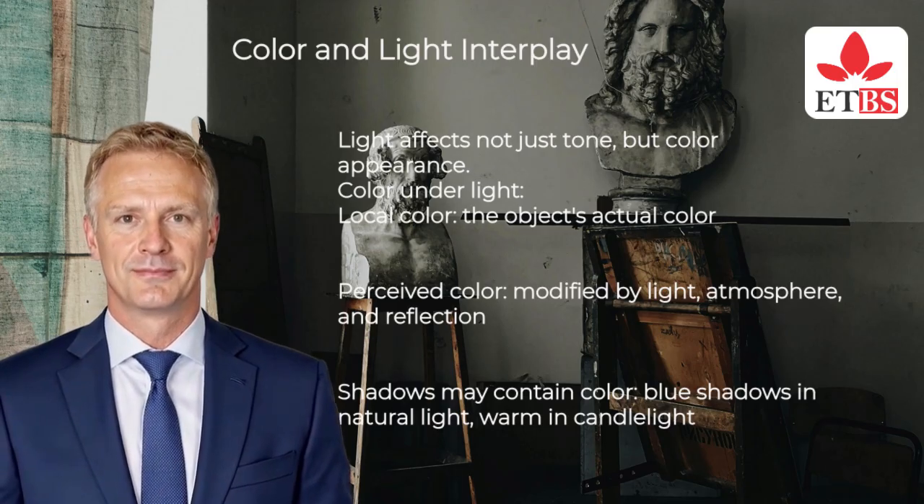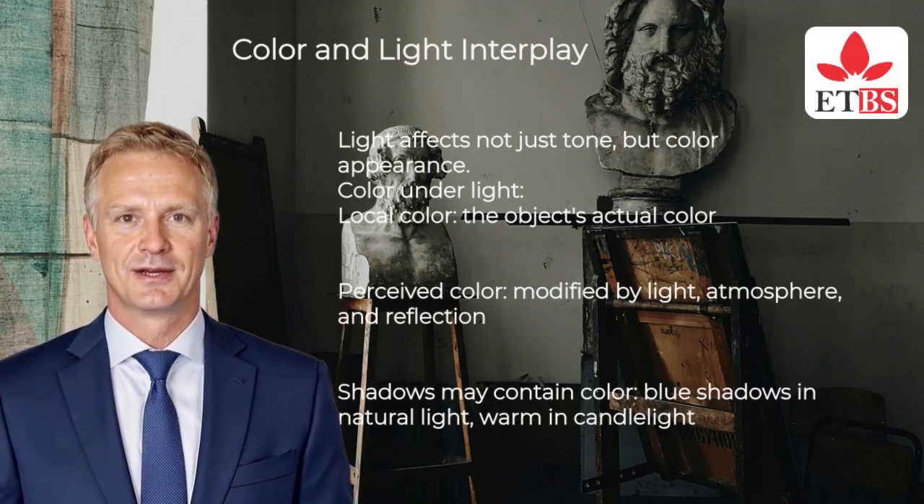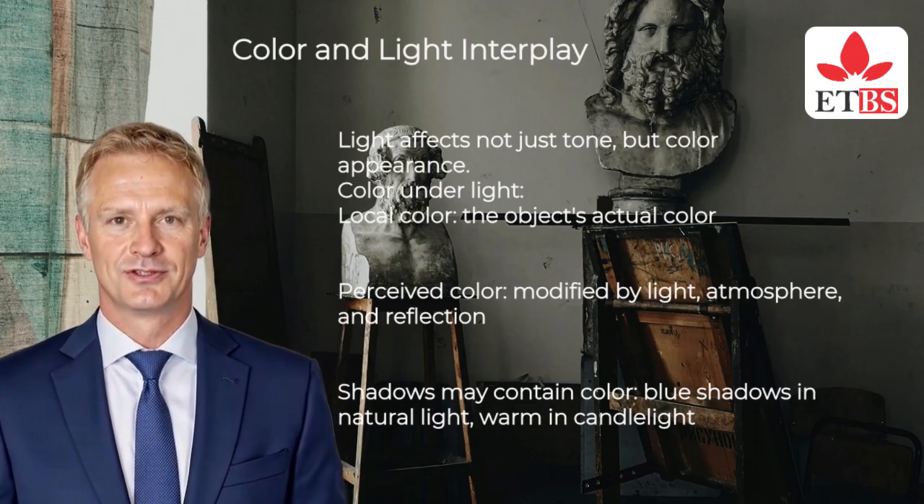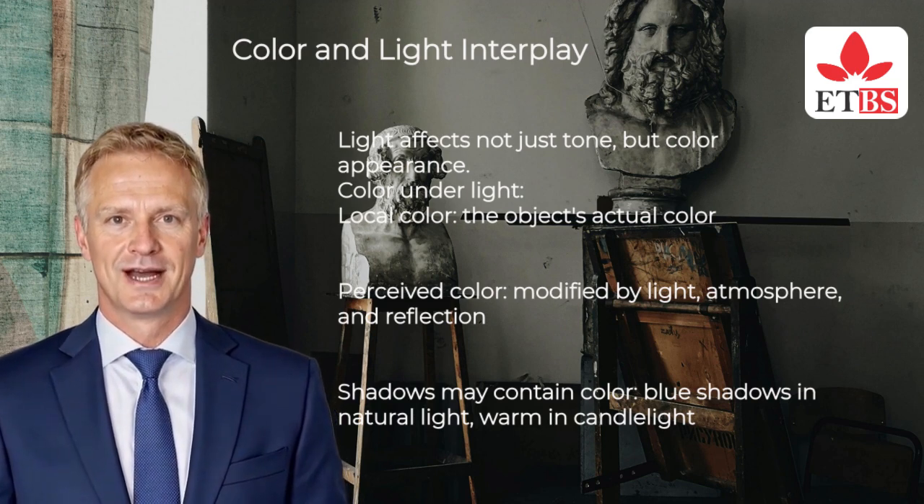Value in color. Each color has a lightness value. Red has a mid-tone base. Yellow is naturally light. Blue is dark. Use monochrome value studies to understand tonal structure before adding color.